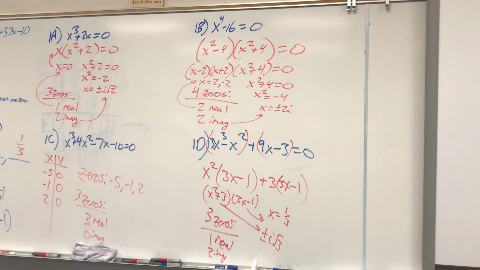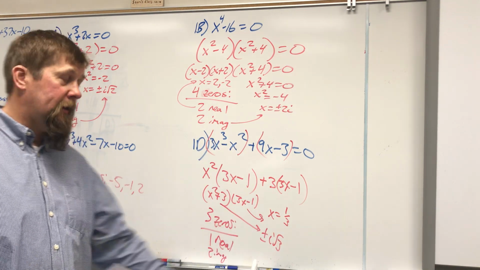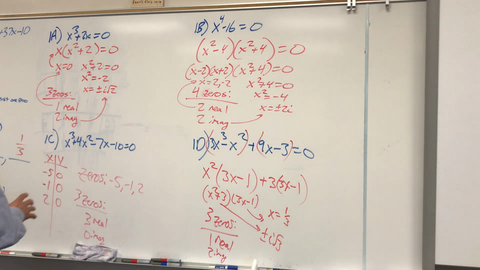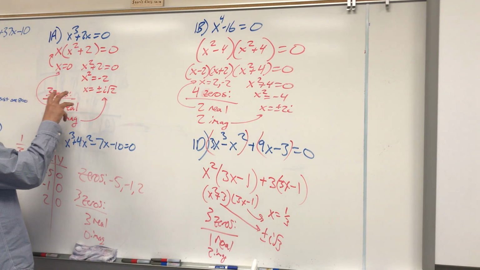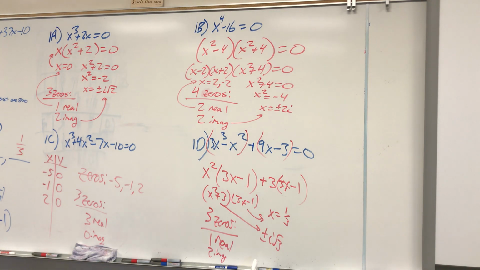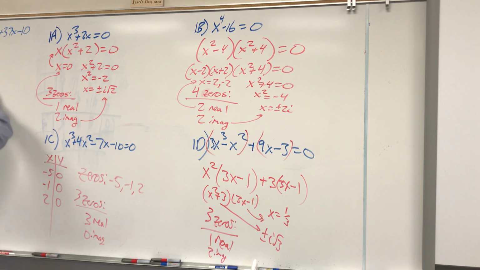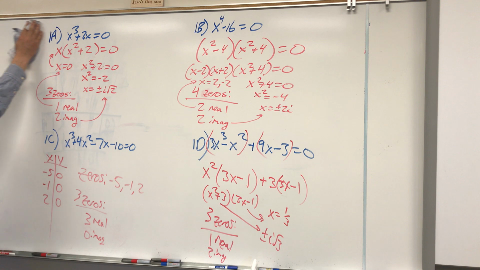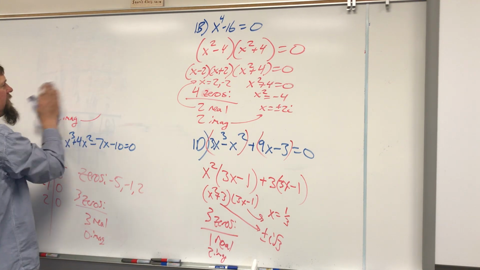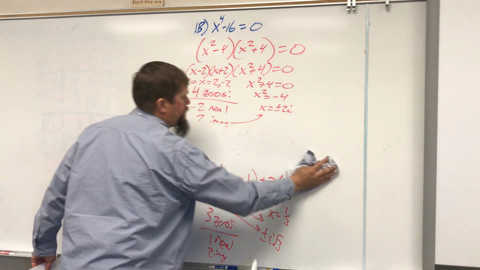Okay, so that's example 1. A, B, C, and D in the book. Now let's go ahead and talk about the second part of goal 1. The second part of goal 1 is being able to determine the possibilities of the numbers of real and imaginary zeros. Within these possibilities, we can determine whether they are going to be positive real, negative real, or imaginary.